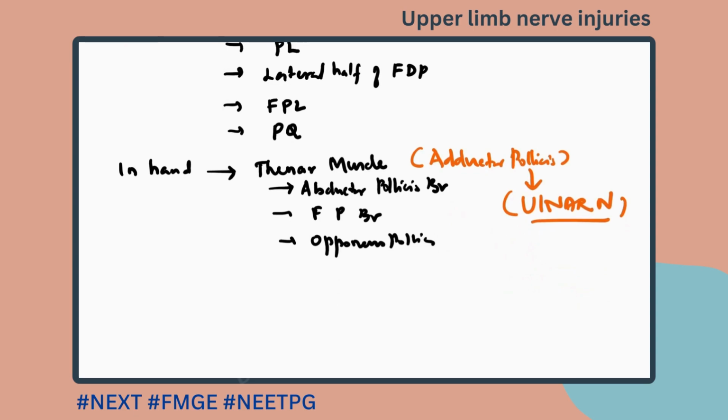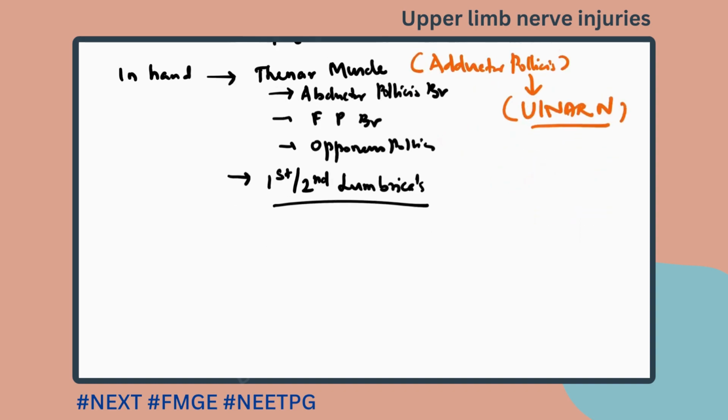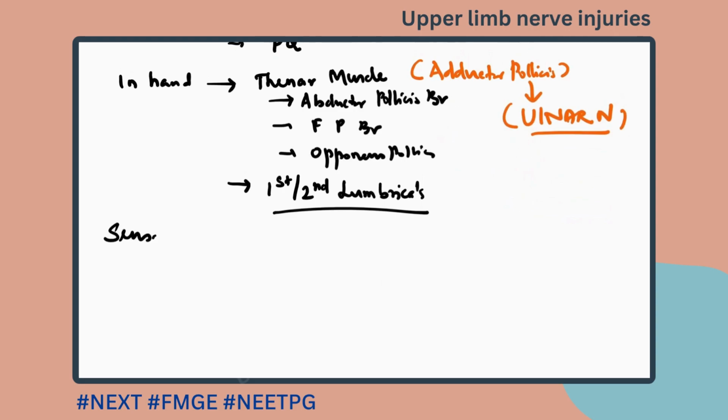In addition to this, the median nerve also supplies the first and the second lumbricals. Okay, clear? Now coming to the sensation. Sensory supply. Median nerve supplies the following areas. Let us draw the median nerve region in the hand.